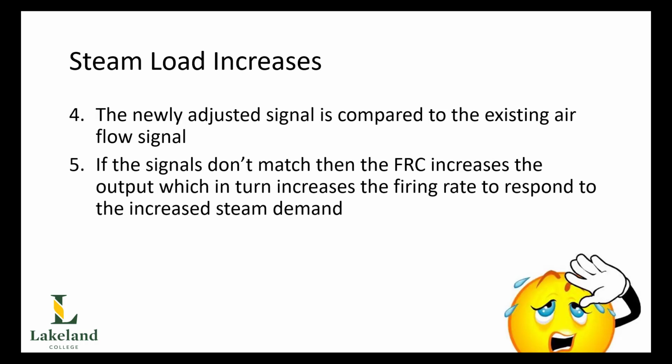Once that's been determined, that newly generated signal is going to be compared to the old, or existing, signal. Those, of course, aren't going to match. So now the flow recording controller generates an output which is going to increase the firing rate so that it matches and we get our air to fuel ratio for the new firing rate. Of course, this will require an increase in fuel and an increase in air.